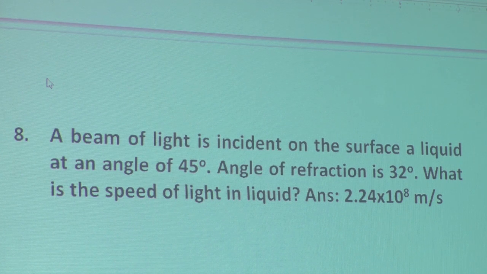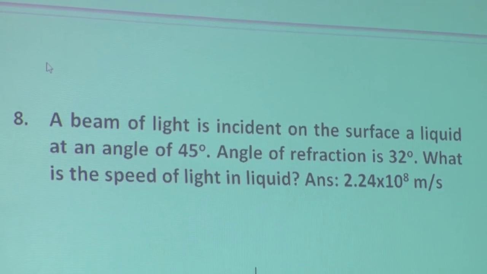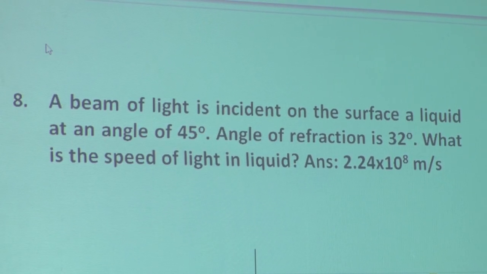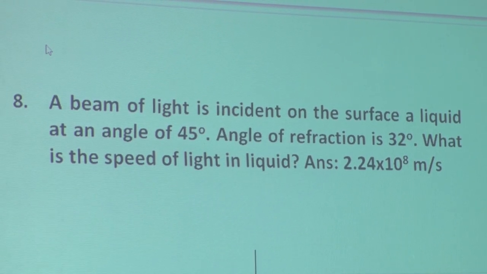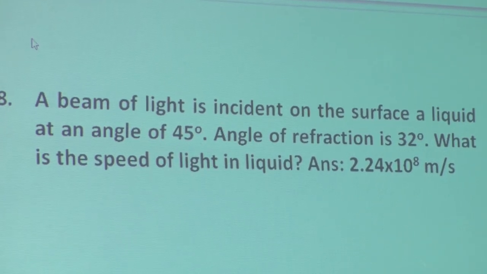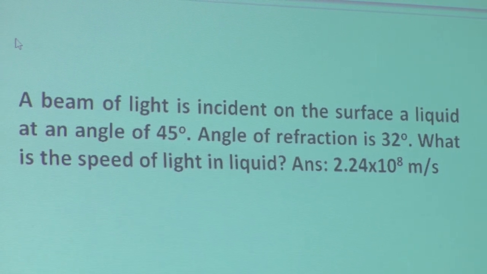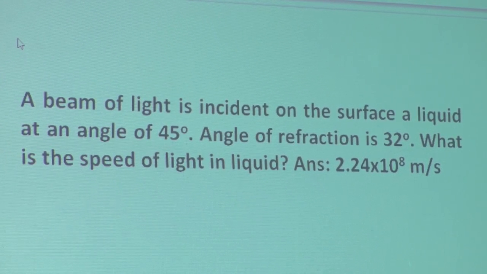That is, a beam of light is incident on the surface of a liquid at an angle of 45 degrees. Angle of refraction is 32 degrees. What is the speed of light in the liquid? Okay, answer is given. Now, how to do this? A beam of light is incident on the surface of a liquid at an angle of 45 degrees. Angle of refraction is 32 degrees. What is the speed of light in the liquid?